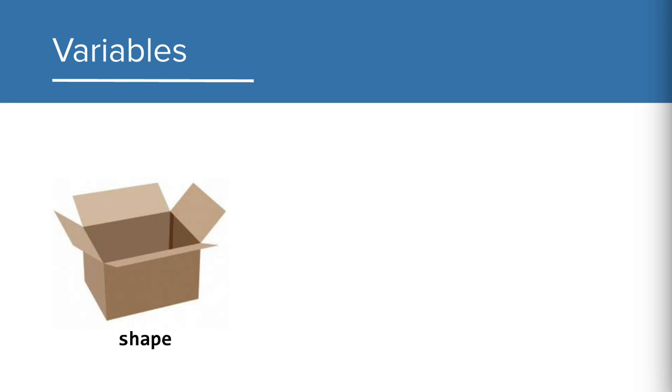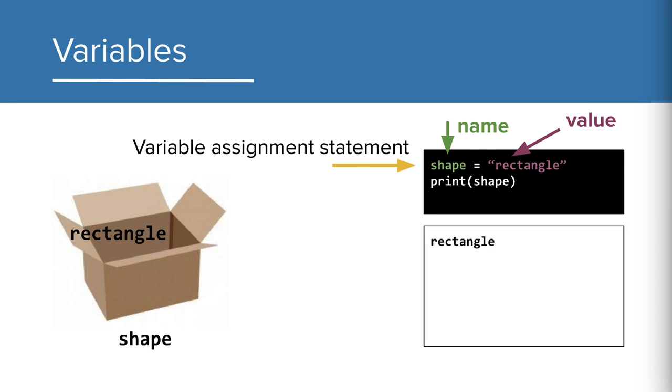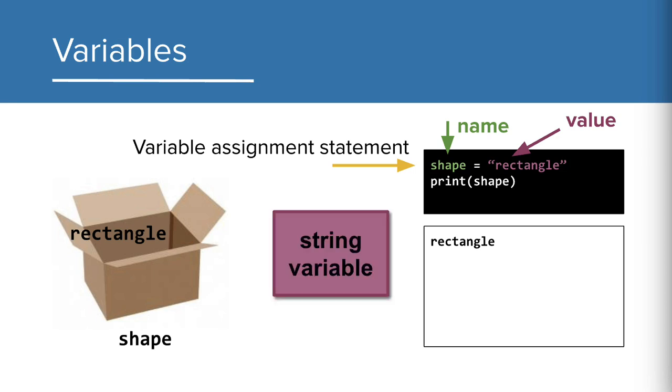We can also store a string or text in a variable like the word rectangle. We have a similar assignment statement as before. The name is shape, but now the stored value is rectangle. We need quotes around rectangle because it's a string we're storing, in contrast to the variable name. When we print shape, the value still prints, which this time is the word rectangle. Since the variable is storing a string, we call this a string variable.